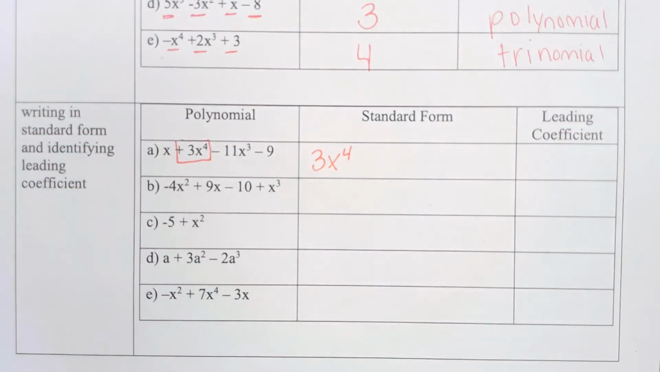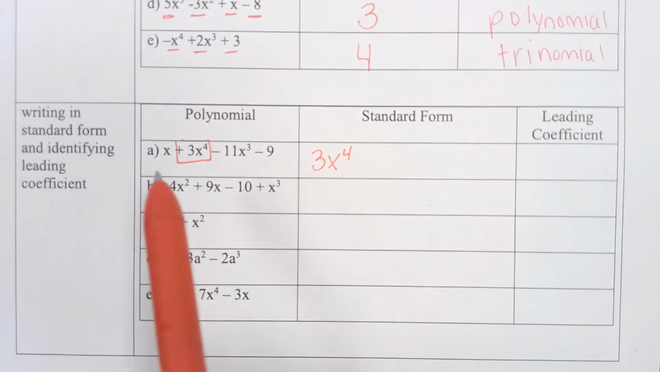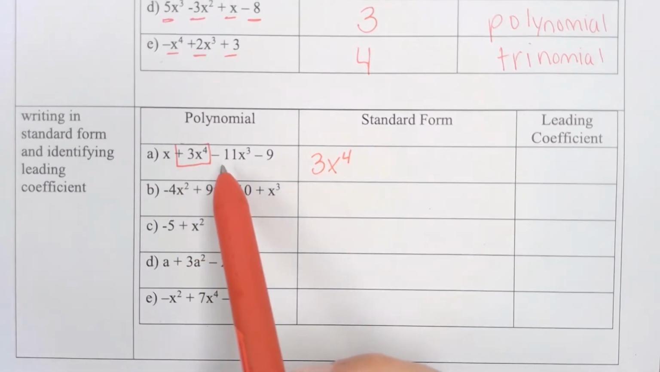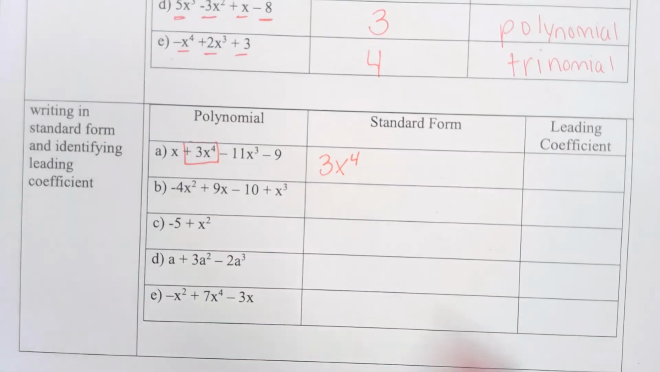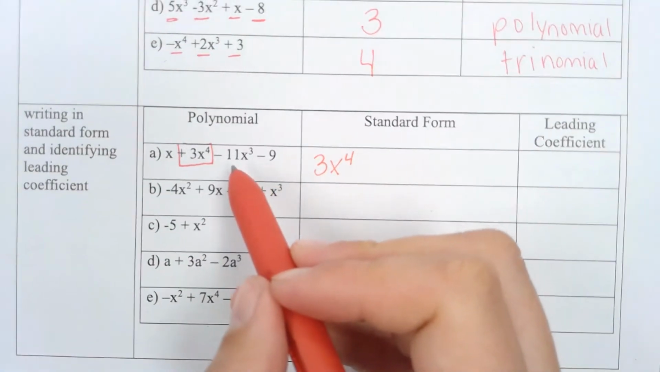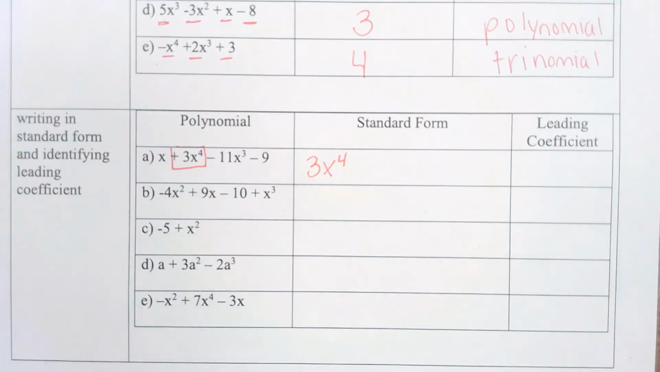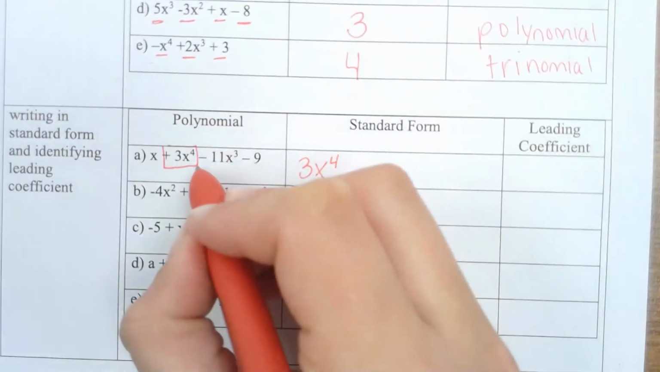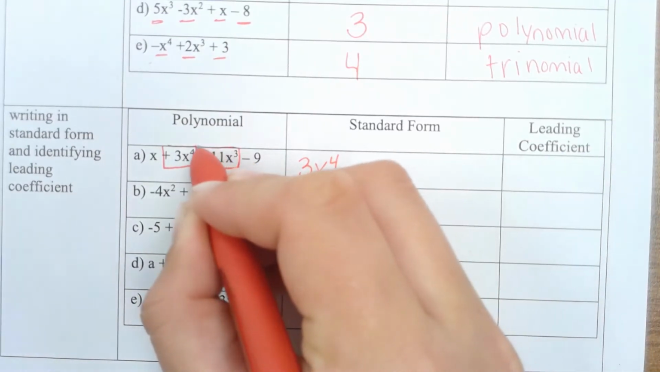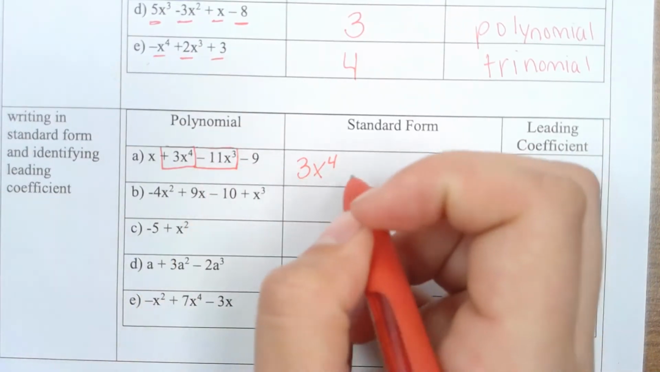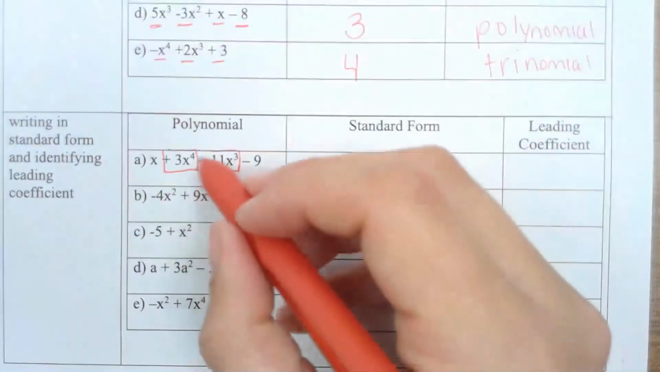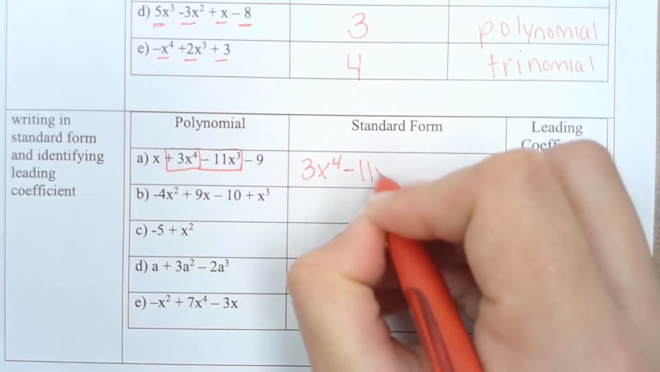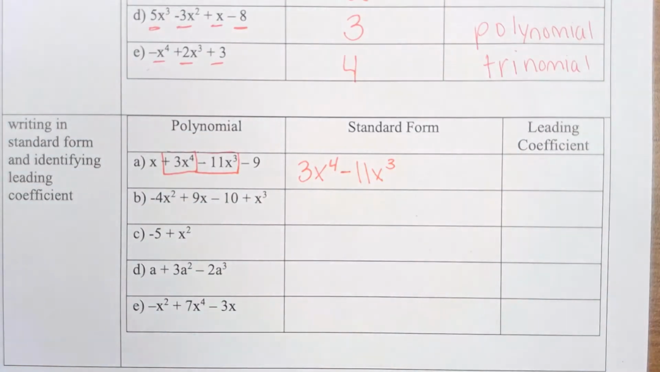Okay, so that took care of that one. So now let's go on to our next highest exponent attached to the x. So in this case, I see an 11x to the 3rd. Now you have to be careful with this, because remember, minus signs are really just negative signs. So you can't write plus 11x to the 3rd here because there was a minus sign in front of it. So when you are transferring this term over to the other side in standard form, you still have to include that minus sign. Okay, so we have 3x to the 4th minus 11x to the 3rd.